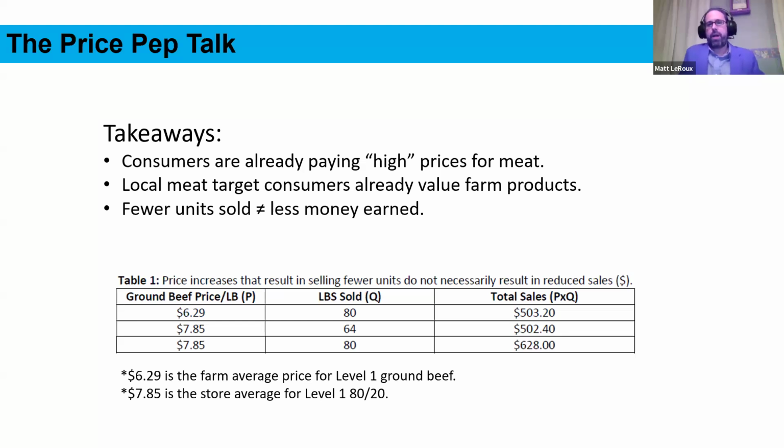And then, of course, if you don't have those losses, if people keep buying at their usual pace, then you're going to have higher gross sales during that time period. So if cash flow is a concern or consumer response is a concern, just know that it's not necessarily the case that you will be earning less money in the same time period when you sell fewer units. It depends, of course, on the prices you choose, but something to consider.